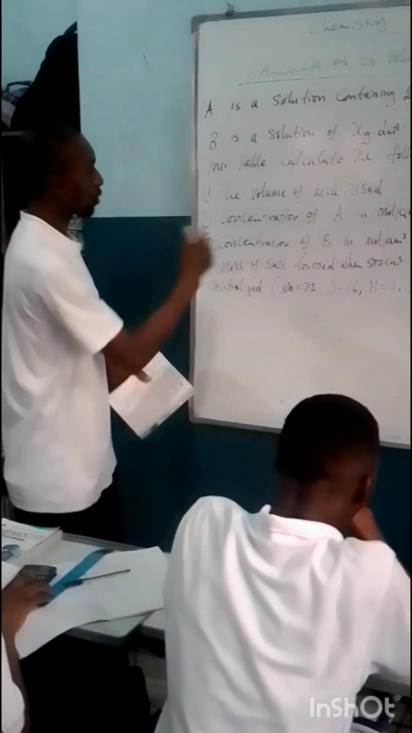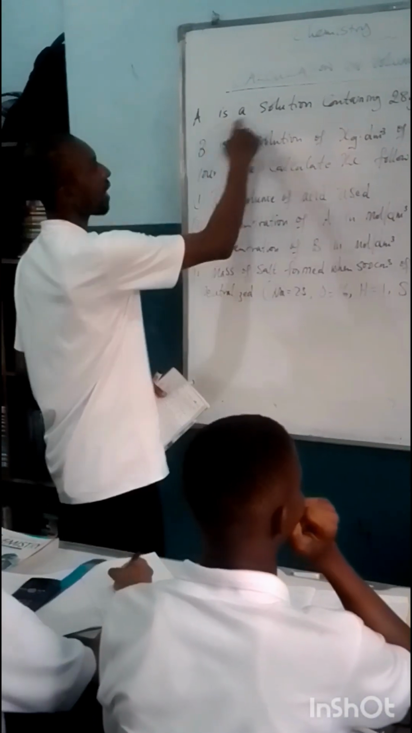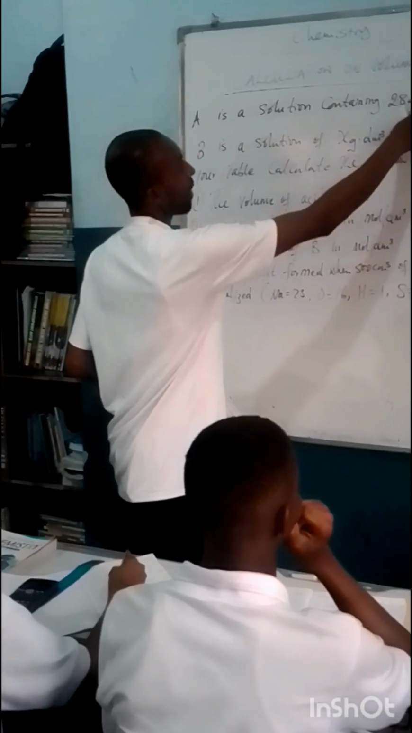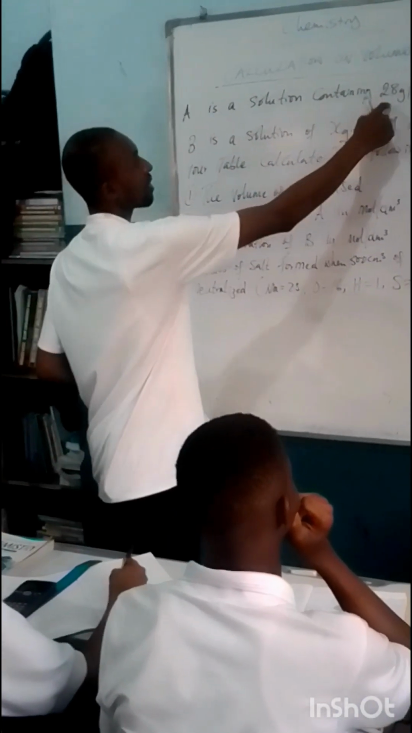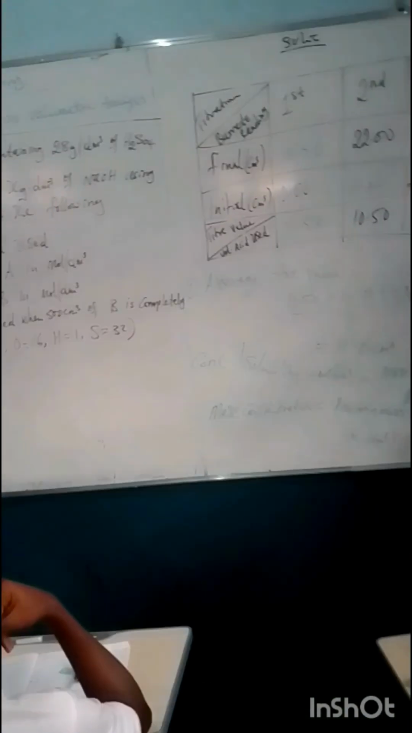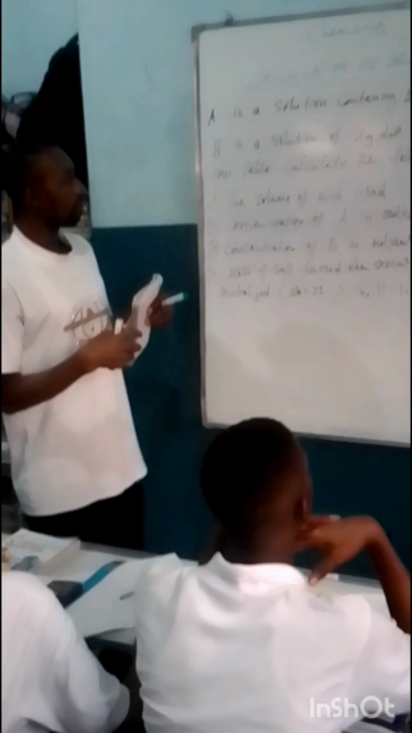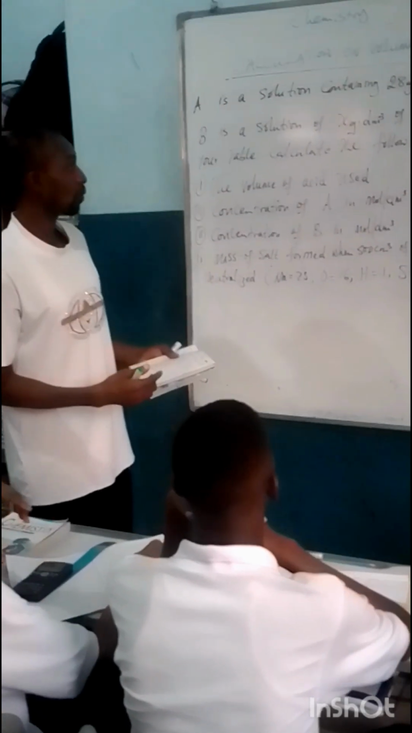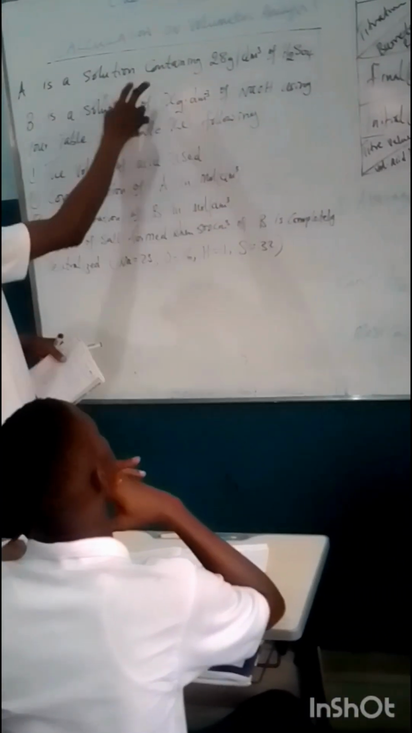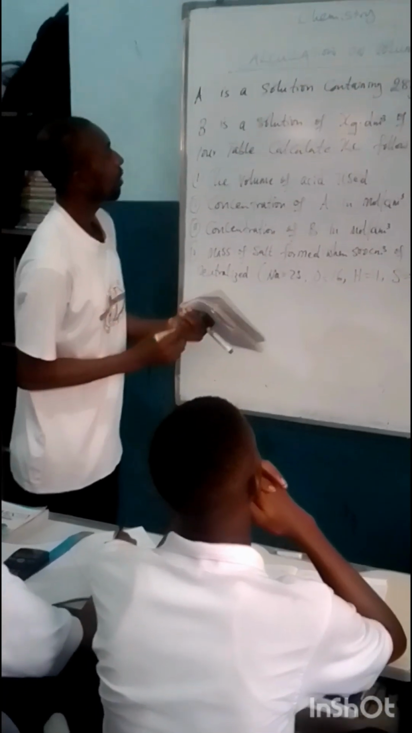So let's solve this one. The concentration of A in mole per dm cube. A is 28 gram per dm cube, which means what they gave us here is the mass concentration of A. It will be very important for us to first of all do the reaction, but even if we don't, we can still get the concentration of this without that. Okay, let's first get the concentration of acid.